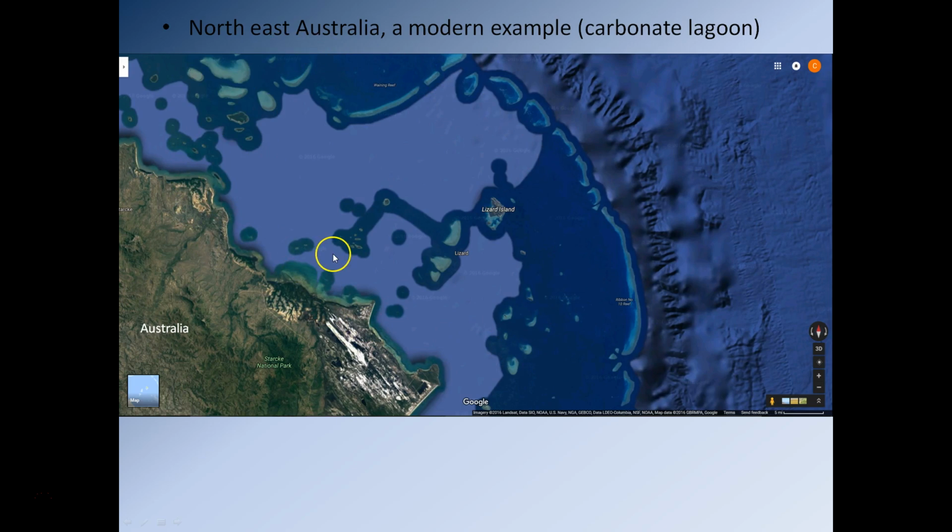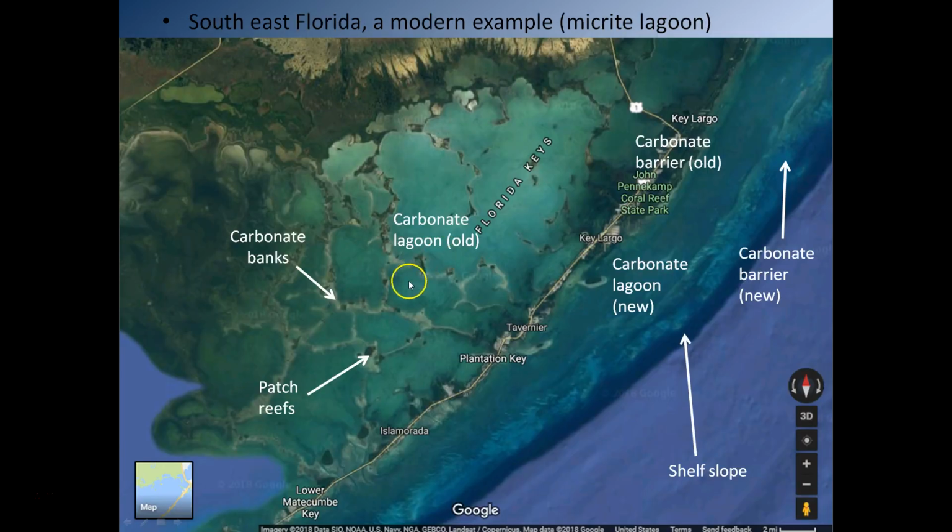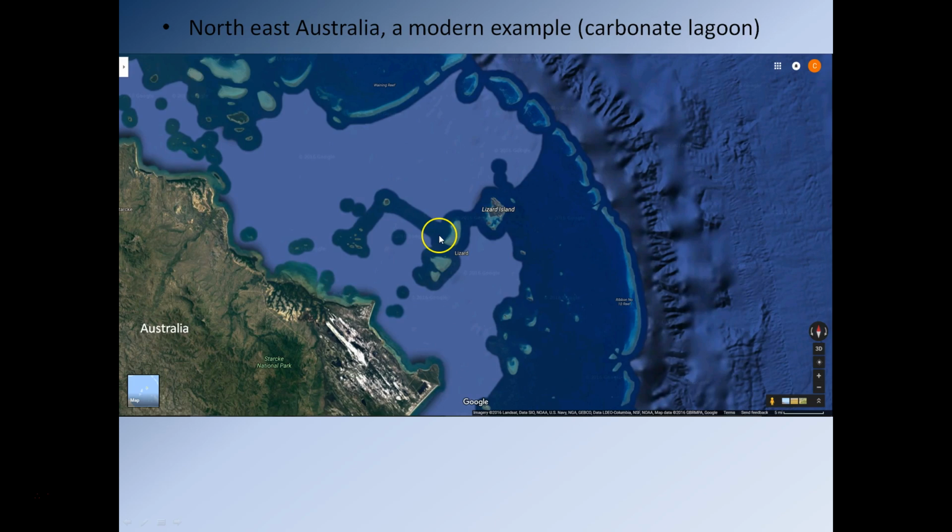It's also in an area that's relatively warm. So you have nice, warm, clear, shallow water, the perfect conditions for reef formation. So you can see along the shelf break here, we have a line of reefs forming. And behind the reefs, we have a carbonate lagoon. Now we can see within the carbonate lagoon, we have several patch reefs. And over time, these patch reefs will get linked together by carbonate banks, and those carbonate banks will essentially produce individual isolated pockets within the carbonate lagoon.